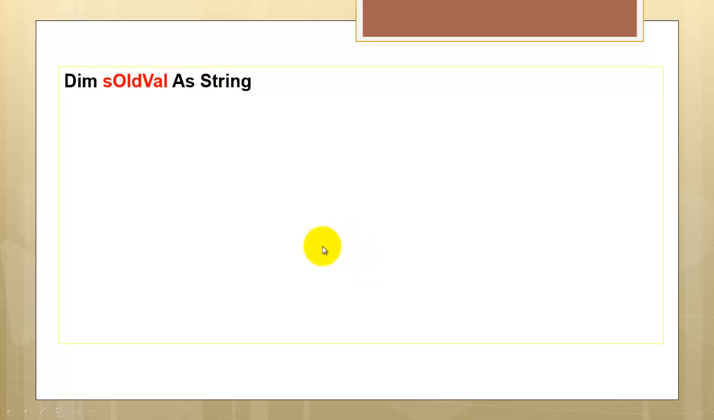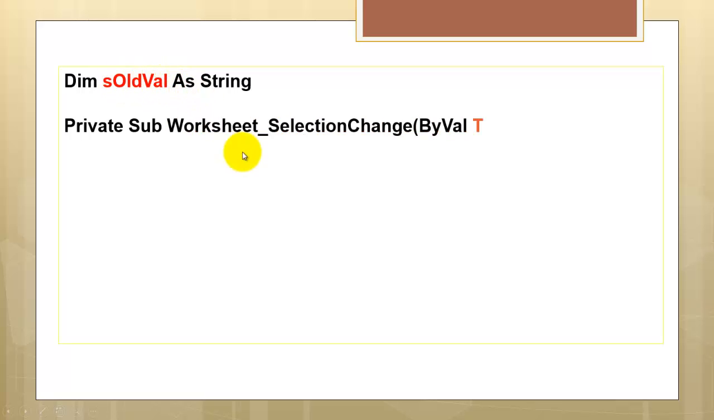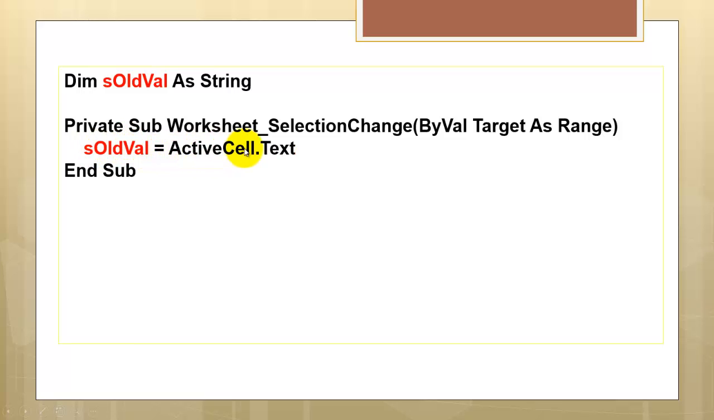Why? First, I need a variable that I can use in both events, so I declare it before any subroutine. They call that a global variable. In the selection change event, I set that global variable to what now is in the active cell, the text, that is the formatted version with dollar signs, etc.